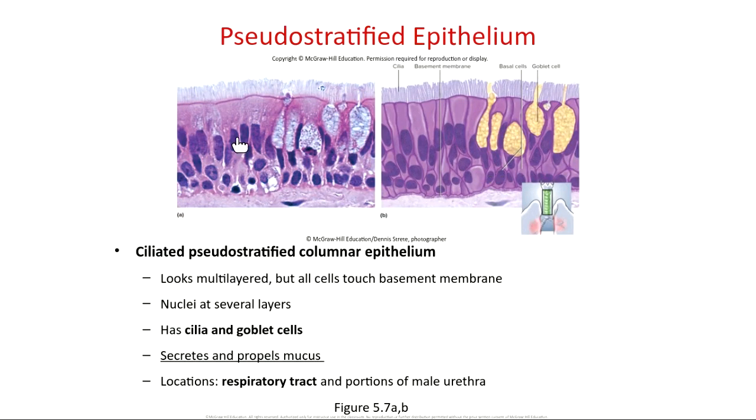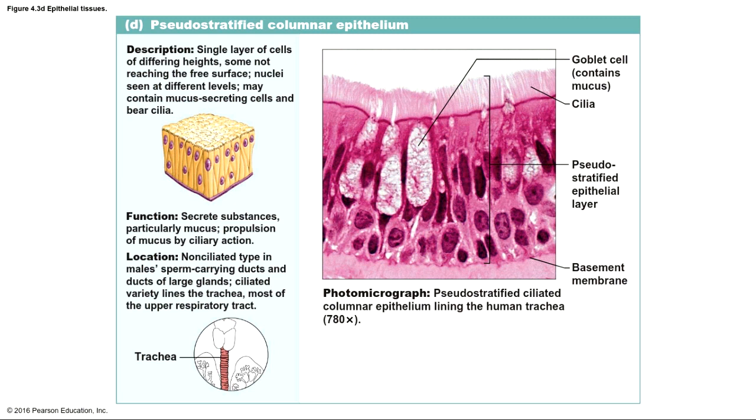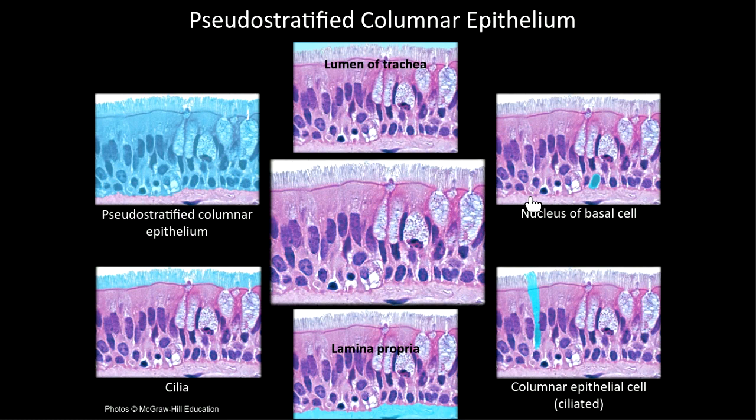Picture of it, again, your nuclei are going to look like they're all over the place. Really noticeable cilia, goblet cells. Again, review your locations, functions for all this. Again, pseudostratified, or pictures of pseudostratified columnar.